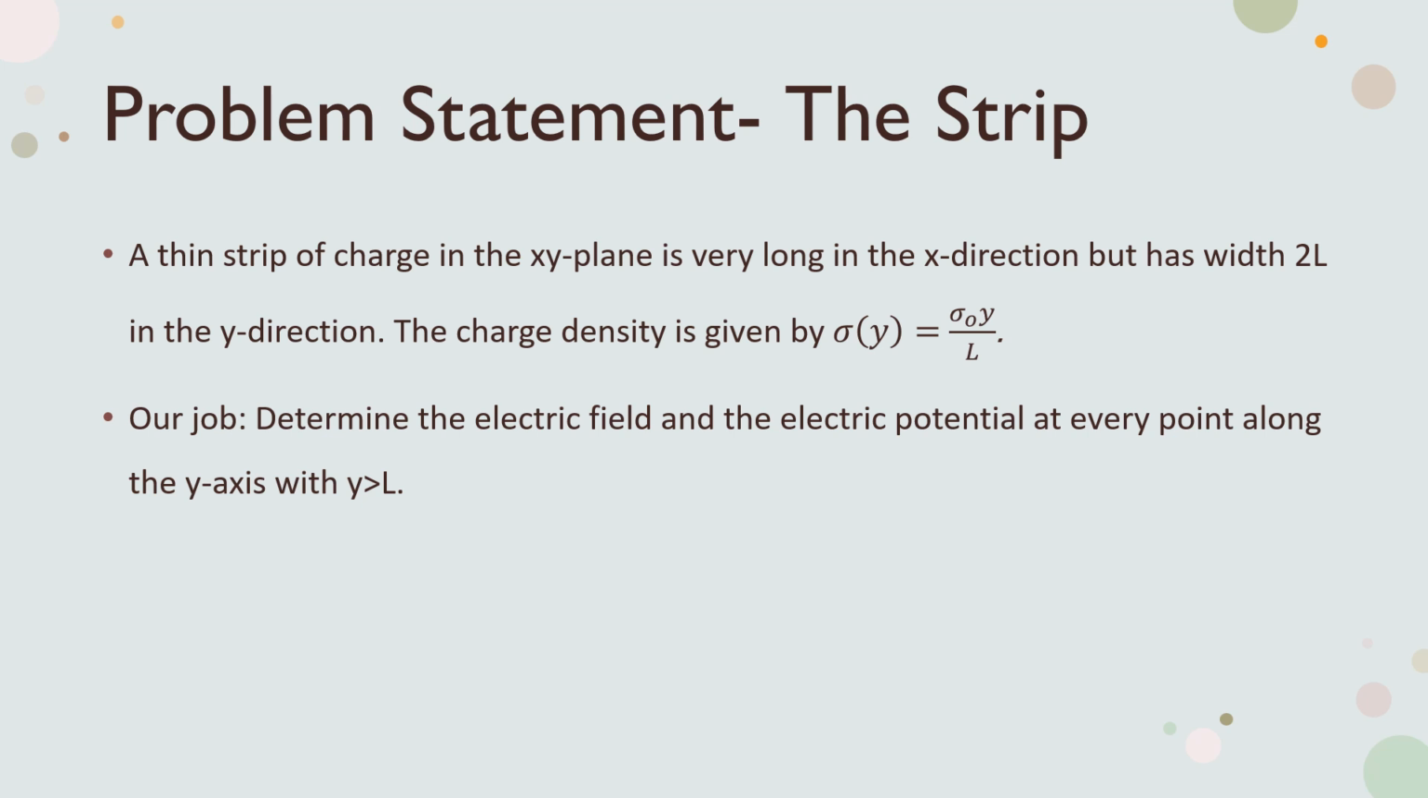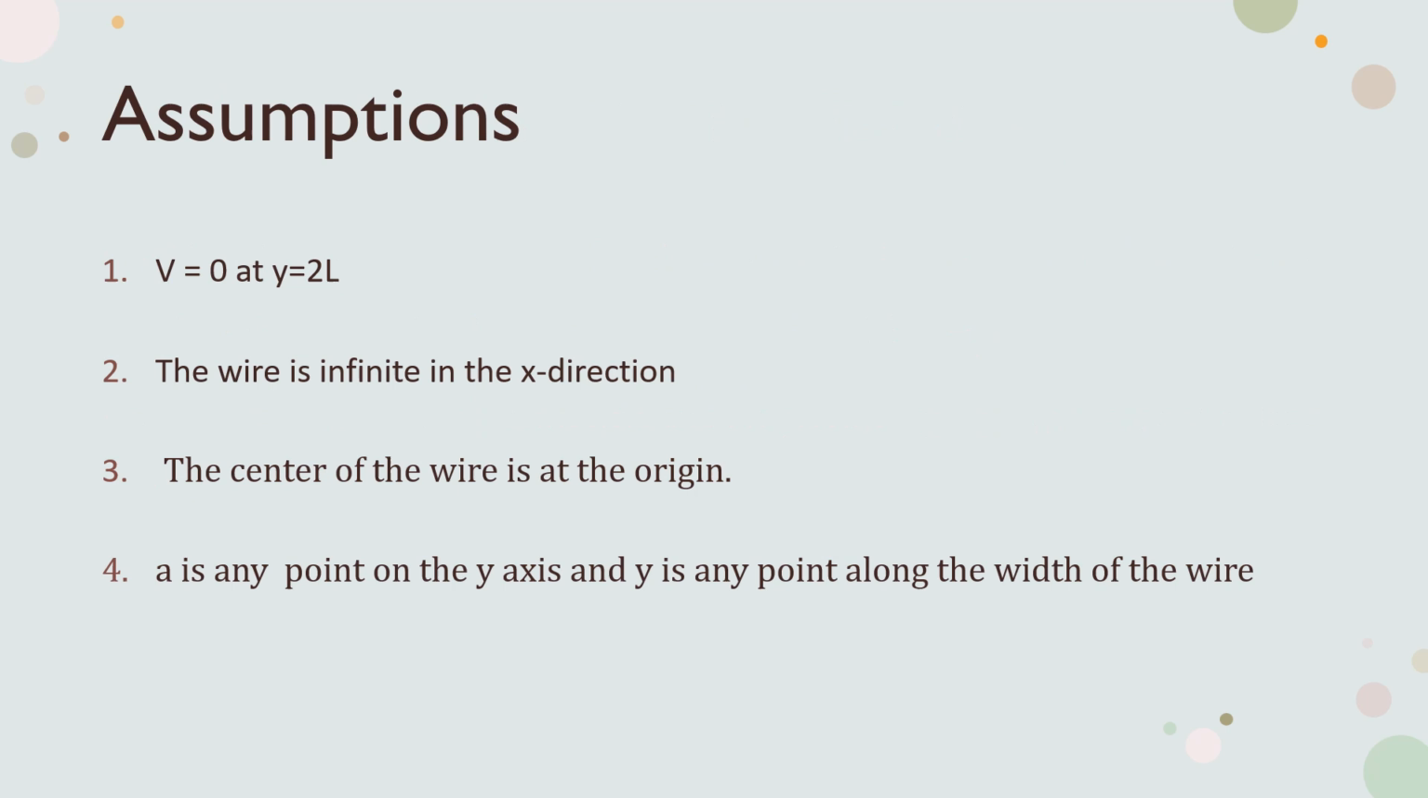The function sigma of y equals sigma naught y over L gives us a charge density. And so our job is to determine what the electric field and electric potential are at every point along the y-axis, with y being greater than L. Our four assumptions for this project are: 1, the electric potential is equal to 0 when y is equal to 2L. And so this is important for setting up the bounds of our integrals later on in the calculation section.